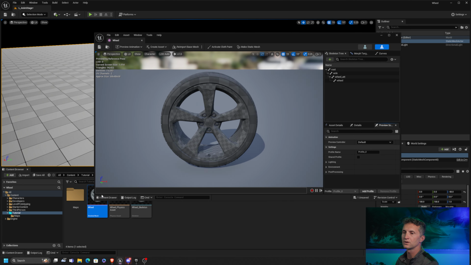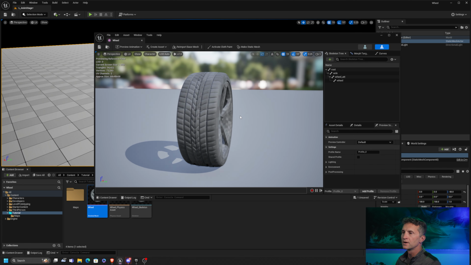Now, I did cheat a little bit on this one. I did make a wheel. Before I started the recording, I did at least make a wheel. And just a real quick look at what this wheel is. This is the wheel from the car project in Epic's games.